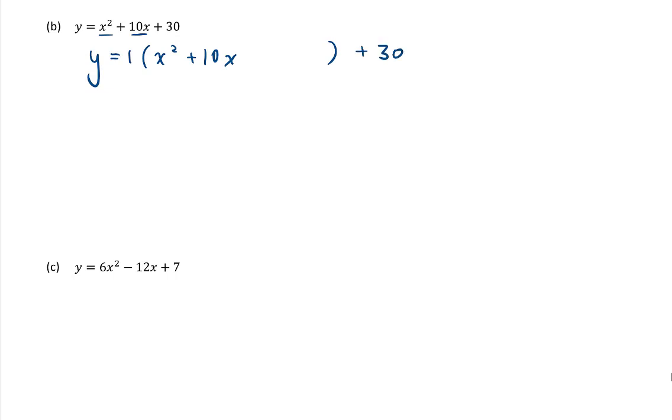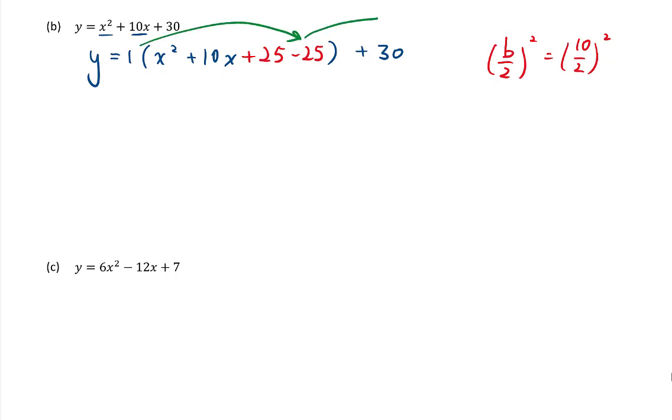We need to create a perfect square, so we need to take our b value divided by 2 and square it, which in this case our b value is 10. And if we do 10 divided by 2 and square it, we're going to get 25. So we're going to add a 25 and minus a 25. We want to kick out always the negative constant.